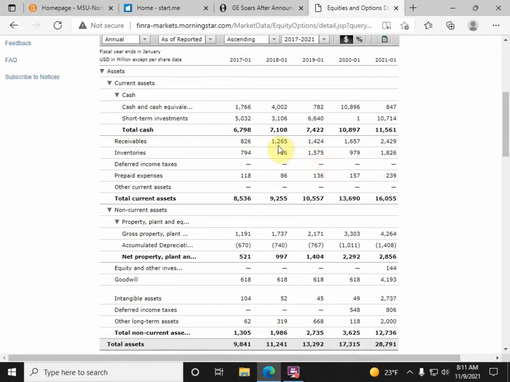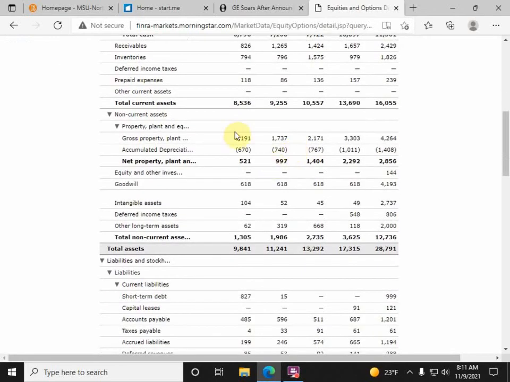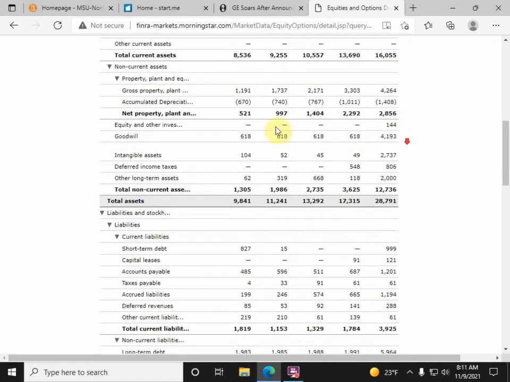Not terribly surprising. Receivables have grown, but probably about in line. Yeah, it looks like about in line with their sales, right? They've tripled in the last 5 years, just like their sales have tripled. Inventories, similar story there, okay? So those things don't really jump out at me. Gross property, plant, nice steady increases there. They're obviously making some investments in that.